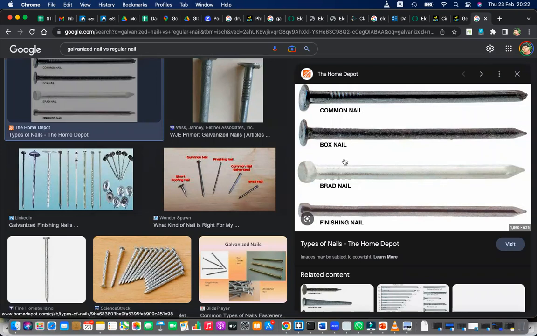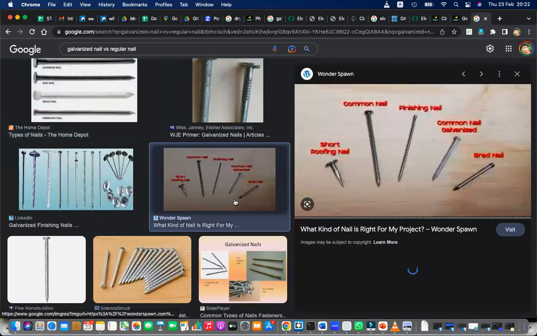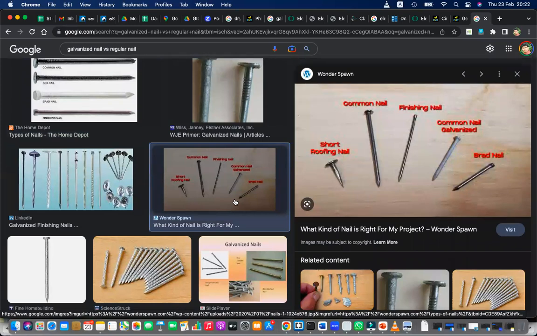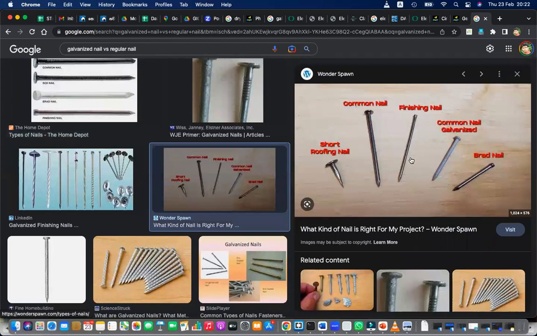This is a common nail, a box nail, and this is a galvanized nail. Here. So this is a common nail, and you can see it is brighter. This is a galvanized nail. It looks like an ash color.